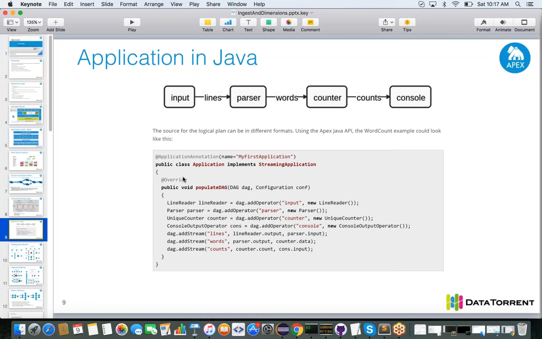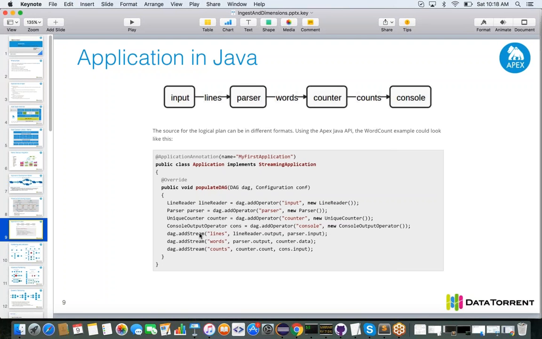Let's just take a deeper dive into how an application looks. All you have to do while you write your application is implement the streaming application interface. It'll give you a populate DAG method, which is to populate the directed acyclic graph with operators and streams. So here we have 4 operators: the line reader, parser, a unique counter, and a console output operator. And then you connect the operators using streams.